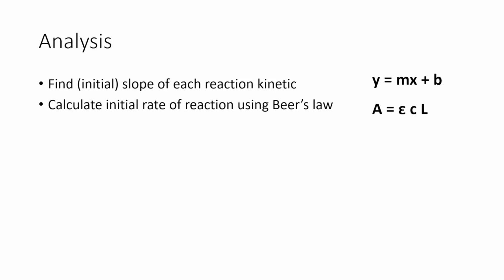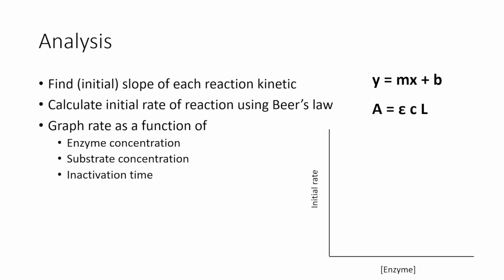And then once you have that information, you'll be able to calculate the initial rate of the reaction using Beer's law, which is written here. Absorbance equals extinction coefficient times concentration times path length. And then finally, you can graph the rate as a function of enzyme concentration, substrate concentration, and inactivation time.